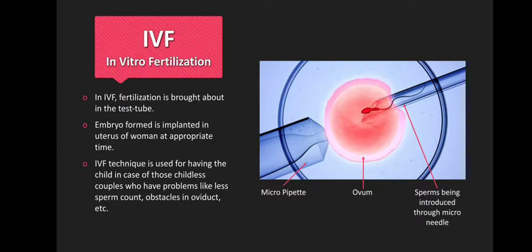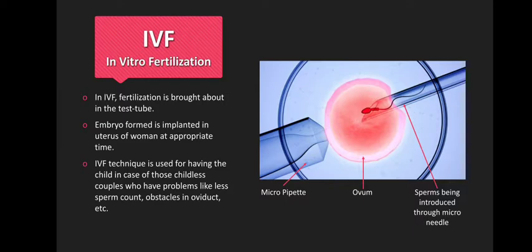This is IVF, which is a short form of in vitro fertilization. In vitro means something which is conducted in artificial conditions or in the lab. And fertilization is the process of fusion of two gametes, egg and sperm. So basically what we are doing in this technique is letting the fertilization take place in the lab, in artificial conditions. Here the fertilization is brought about in the test tube.